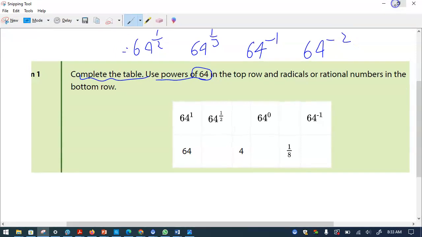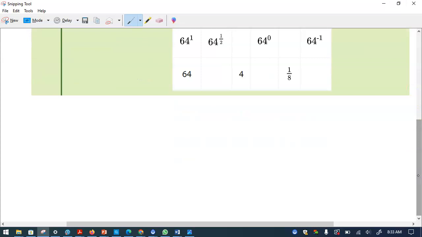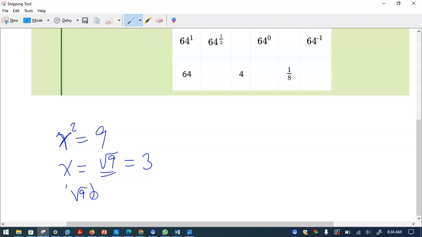For this we need to understand something before I show this. Remember, if I write x squared is 9, then x is written as square root of 9. Of course, we know what number multiplied by itself gives 9: it is 3, because 3 times 3 is 9. So in place of x, I can replace it by square root of 9. Square root of 9 times square root of 9 is 9. So take note of this.